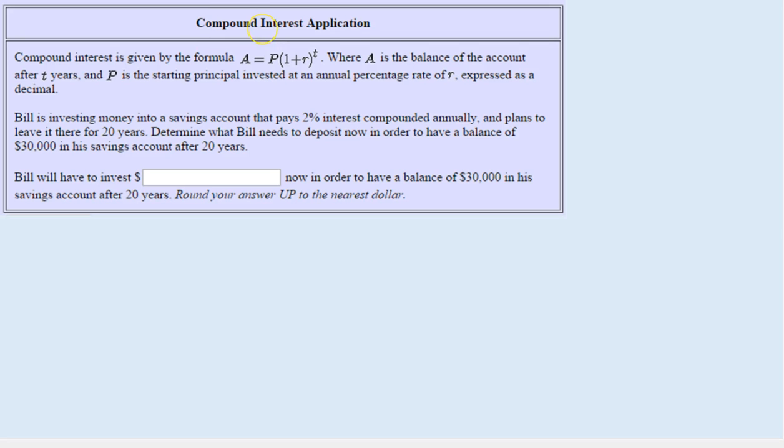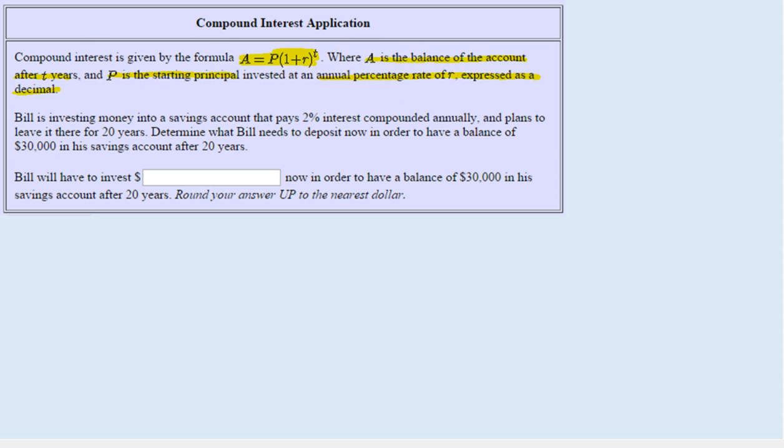Let's begin by reading the example and highlighting important information. Compound interest is given by the formula A equals P times (1 plus R) raised to the T power, where A is the balance of the account after T years, P is the starting principal invested at an annual percentage rate of R expressed as a decimal. So this first part is just explaining here's a formula and here's what all the different letters represent.